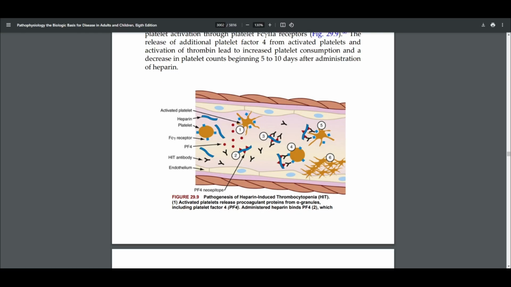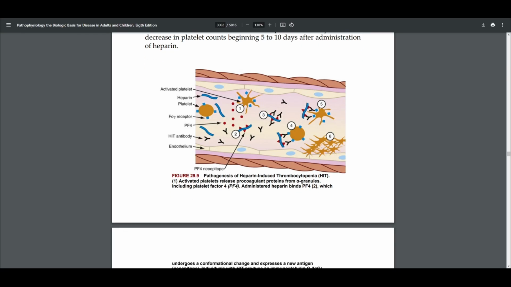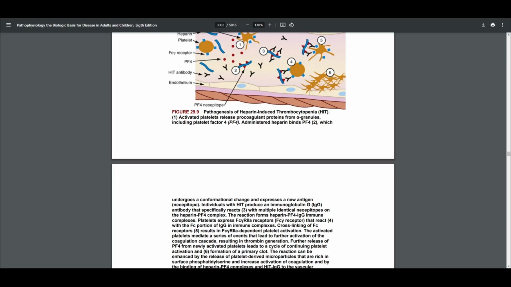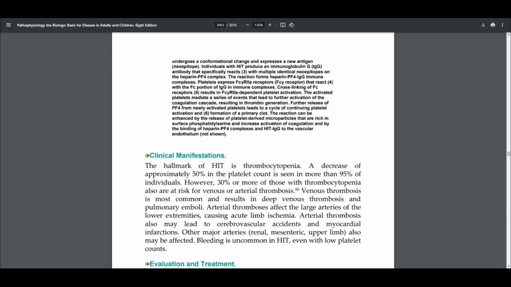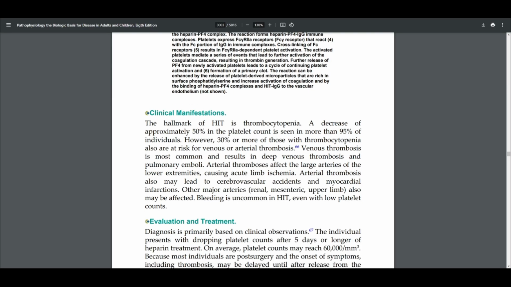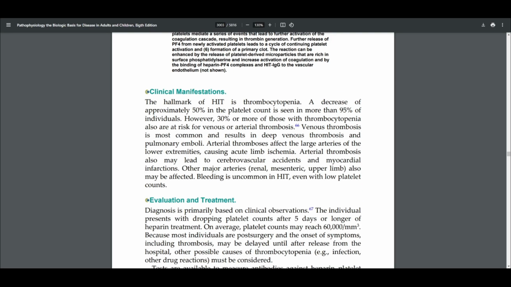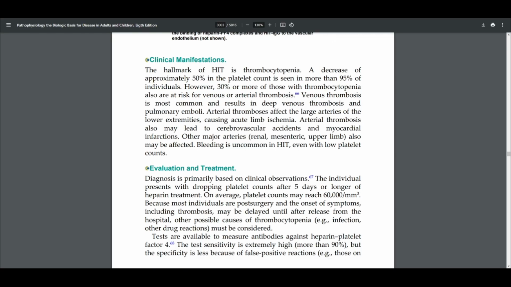So here's a picture of the pathogenesis of HIT. The hallmark clinical manifestation of HIT is thrombocytopenia, a decrease of about 50% in the platelet count, as seen in more than 95% of individuals. However, 30% or more of those with thrombocytopenia also are at risk for venous or arterial thrombosis.